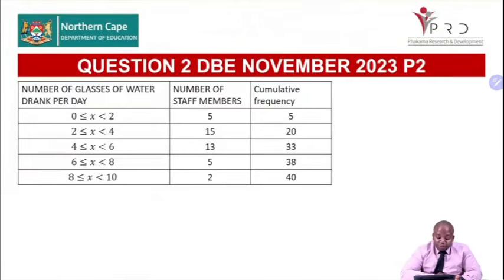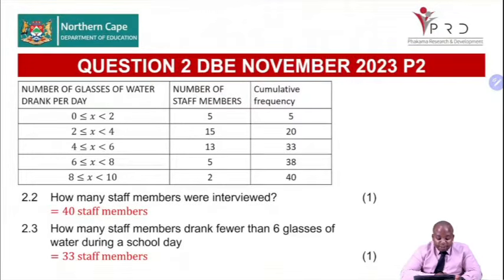Let's look at 2.2. It says, how many staff members were interviewed? So we're looking at the total staff members that were interviewed. We are going to just add all of these values here.